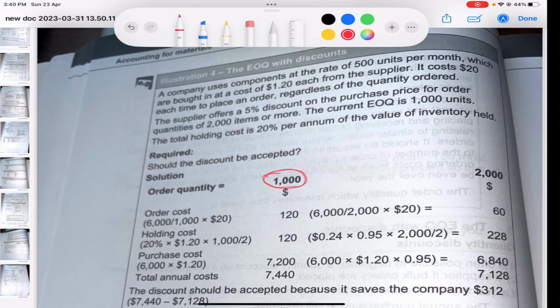So my economic order quantity is 1000. Let me find my ordering cost. How do you find out your ordering cost? Recall and start solving it, then I will discuss. The answer is literally right in front of you.